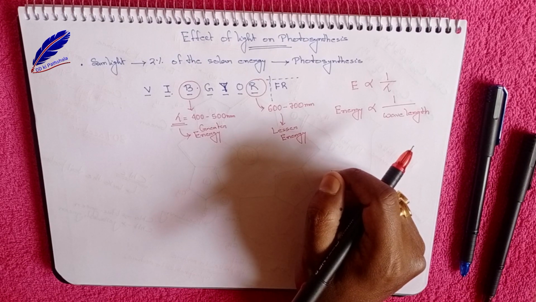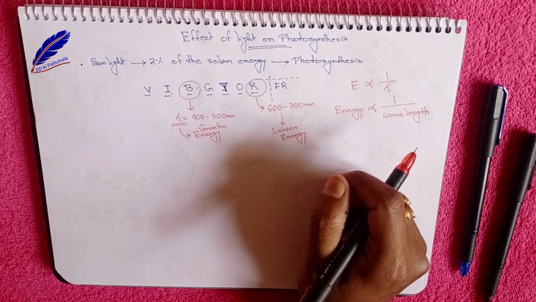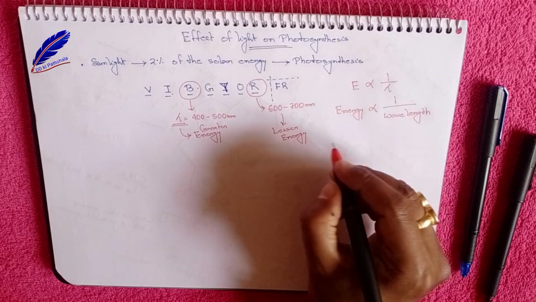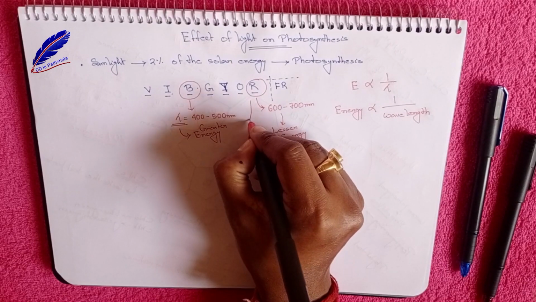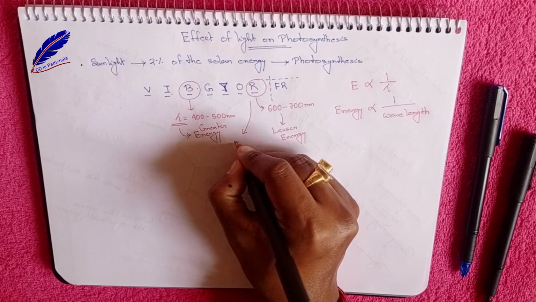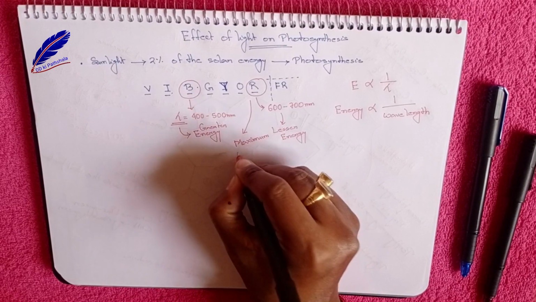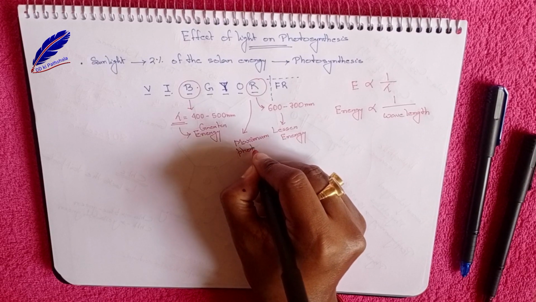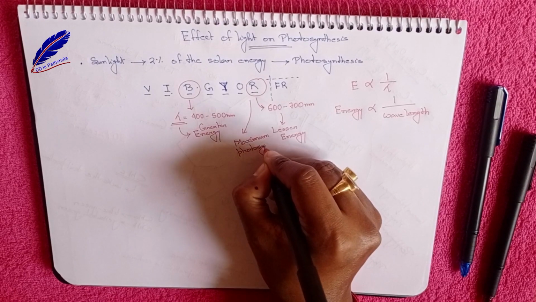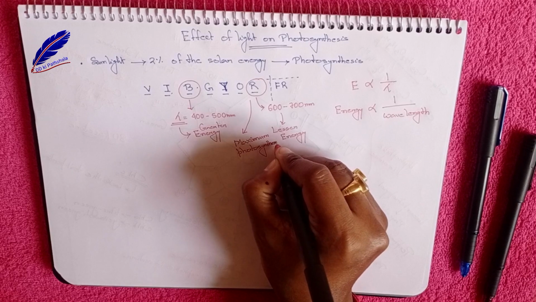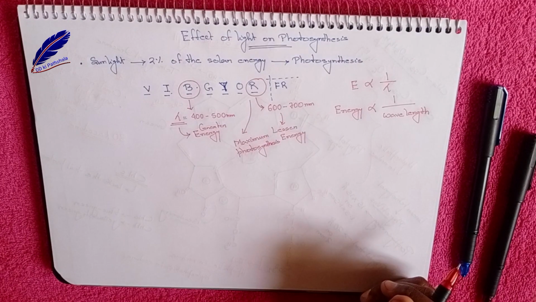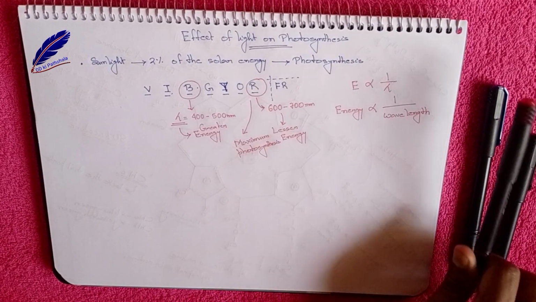Now, if we consider maximum photosynthesis, maximum photosynthesis takes place in the red light zone.